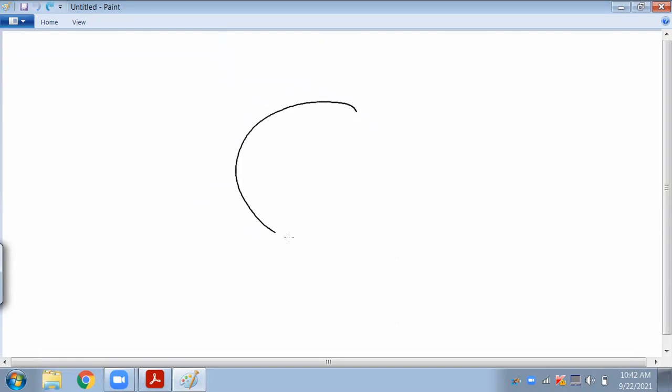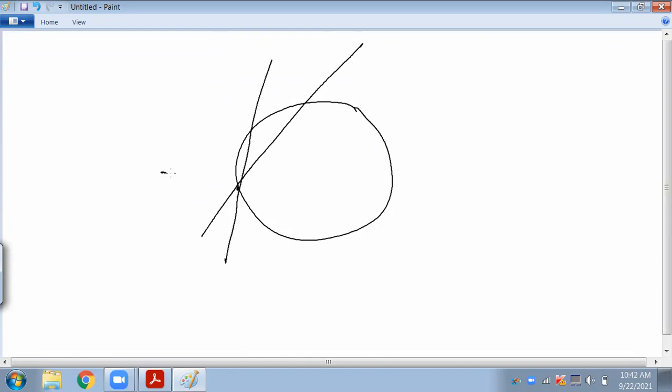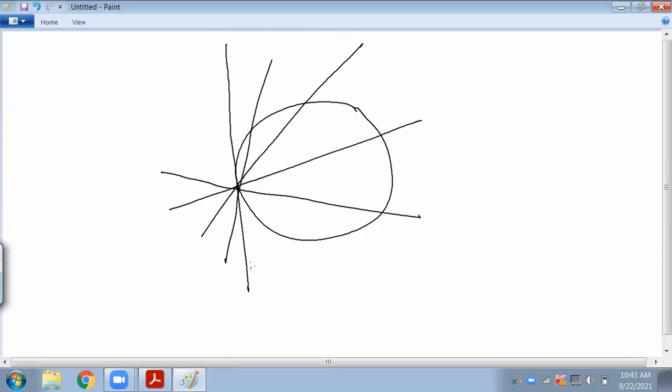Next, at a point, how many secants can be drawn? At a point, we can draw many secants. A secant is a line that cuts the circle at 2 points. So at a given point, we can draw infinite secants. But among them, only one will be a tangent, and we can say that a tangent is a special secant, in which 2 points coincide at 1 point only.